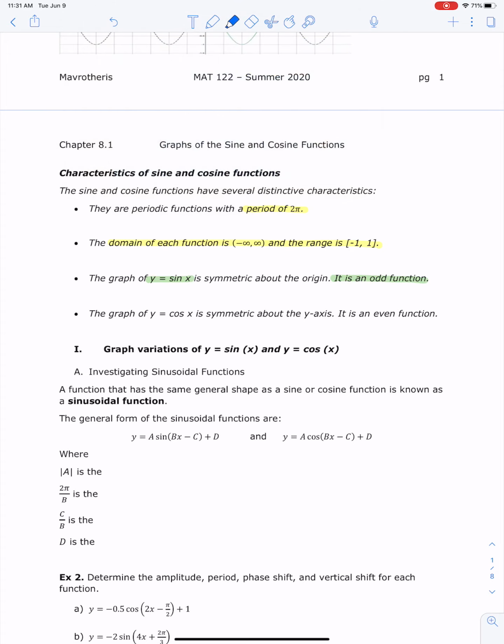Our cosine function, we can fold along that y-axis, the line x equals 0. It looks exactly the same on both sides. Our cosine is an even function.